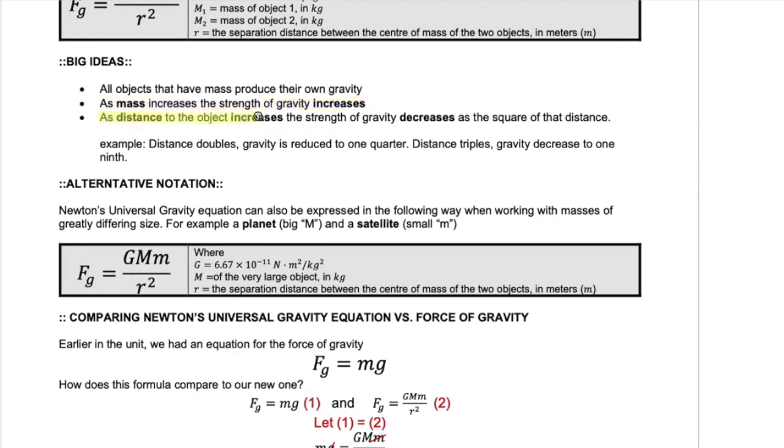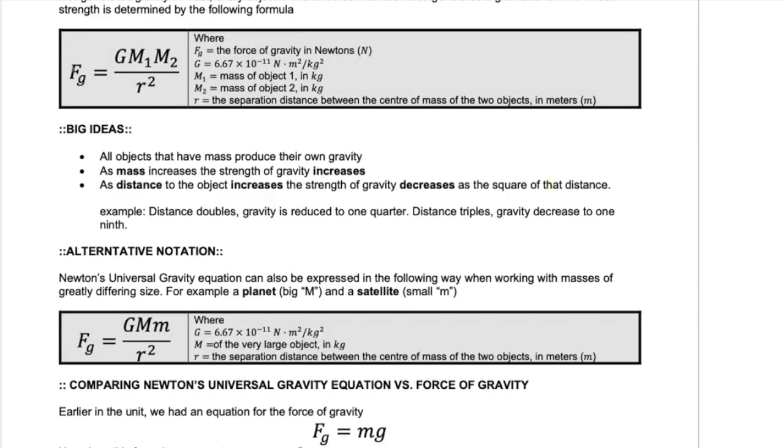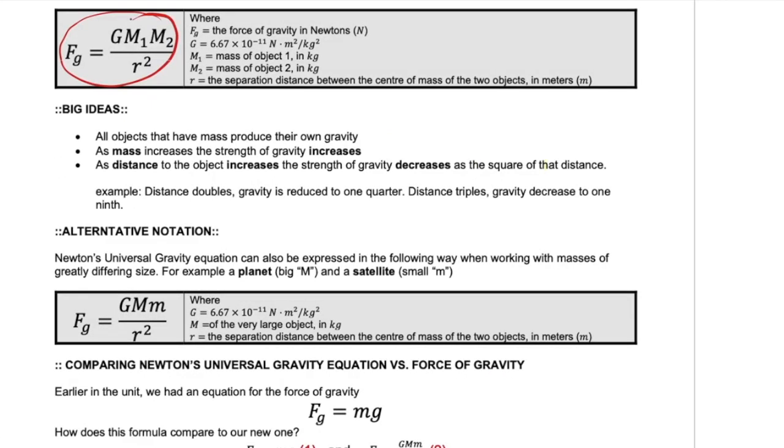As the distance to the object increases, the strength of gravity decreases by the square of that distance. Now, this notation up here is the standard notation, which you will see in most books. Sometimes you'll see the R represented as a letter D. And I still haven't explained why I'm using the letter R. I will do that shortly.